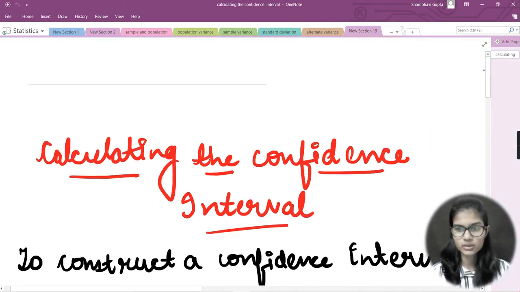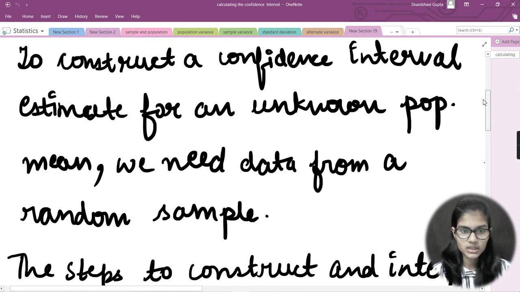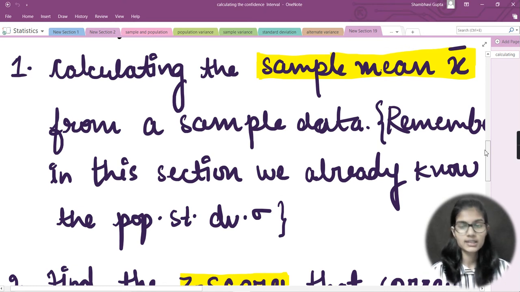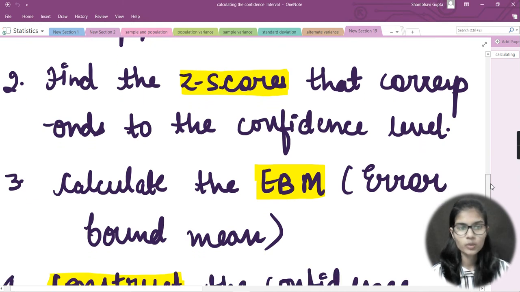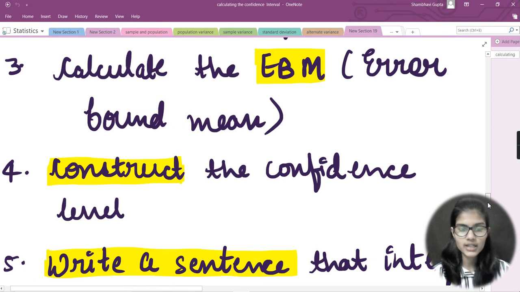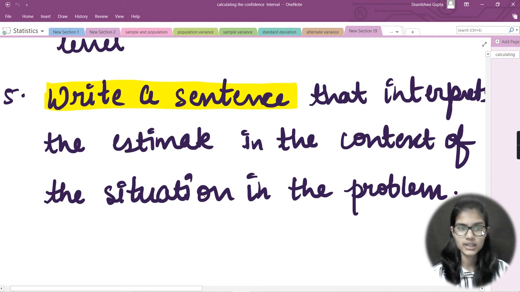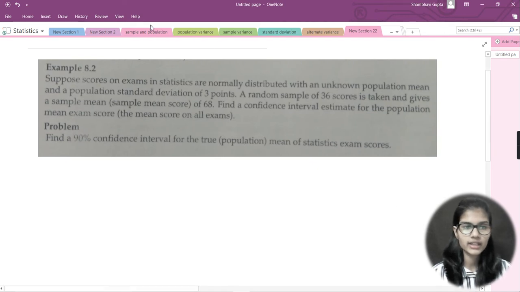So this was the z-score, and here we are calculating the confidence interval. To construct a confidence interval estimate, all these things were written. The first step is that we need to find the sample mean, right? This is the very first step. Moving towards the second, we need to find the z-scores. Third, we need to find the EBM, that is error bound mean. Fourth, we need to construct the confidence interval, and fifth, at last, we need to write the sentence, the interpretation of what you have actually done here. These are the steps which you should follow while finding the confidence interval, right?